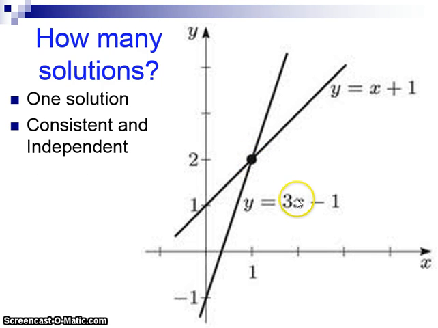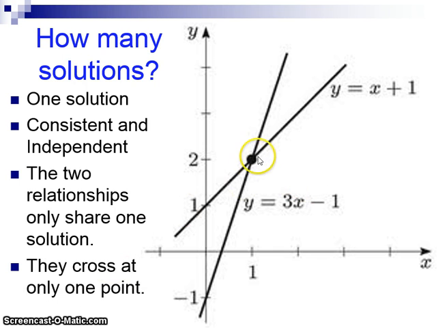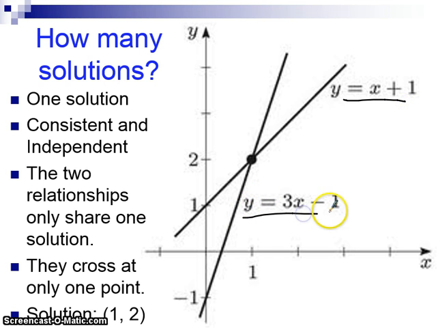So we would call this consistent because there is a solution and independent because there's only one solution. We know this because the two relationships only share one solution, one point. They cross at only one point is another way of saying the same thing, and that solution is the ordered pair 1, 2. Inputting 1, 2 into these equations is the only ordered pair that will make them both true. Everything else may make one of them true, but not the other.